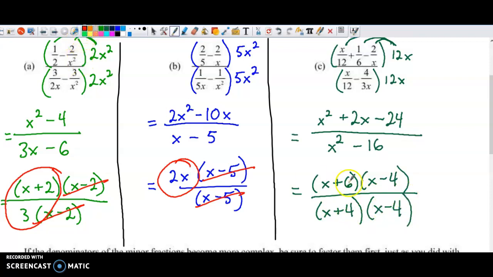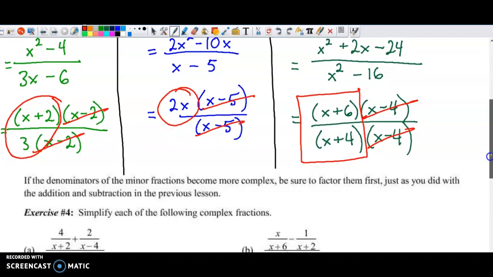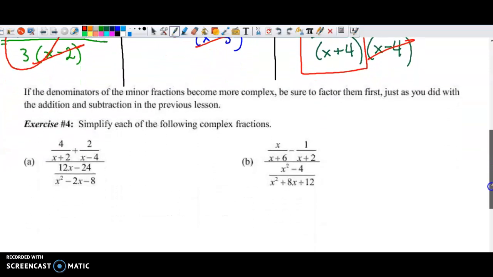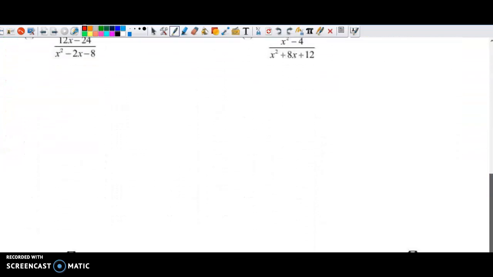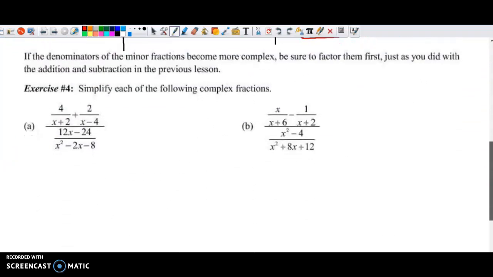And what happens there? The x minus 4's cancel, and there's your answer, x plus 6 over x plus 4. And there's ways that you could double check that you have the right answer. But let's get to the trickiest of problems. And there's just 2 of them, but it is to your benefit if you factor everything first.